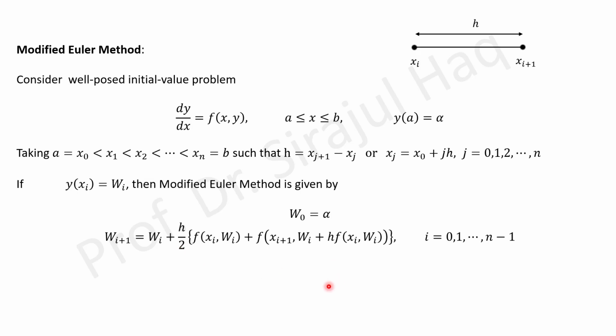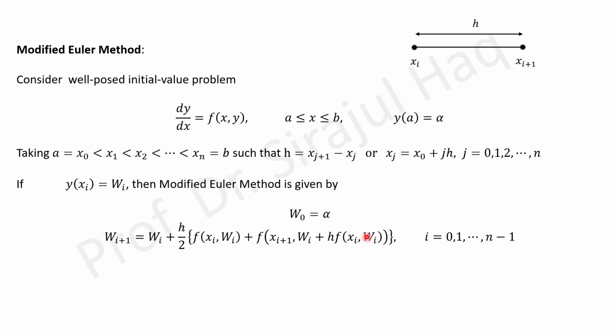That's why in the modified Euler method, they are using Wi plus 1. This is coming from the Euler method, if you remember the previous slides. Wi plus 1 is equal to Wi plus h into f of xi wi. So the value of the function at x equal to xi plus 1 is Wi plus 1, but it has been computed using the Euler method here.